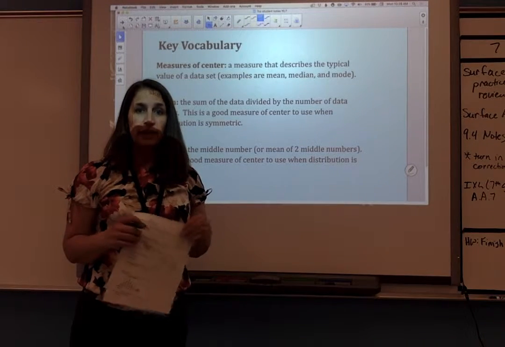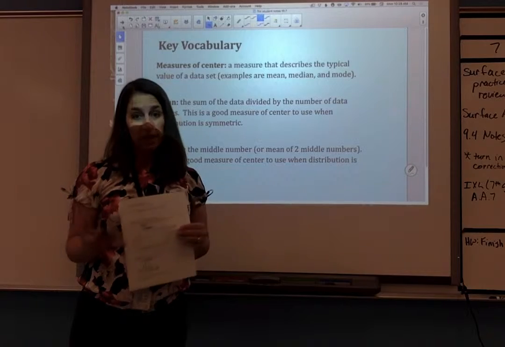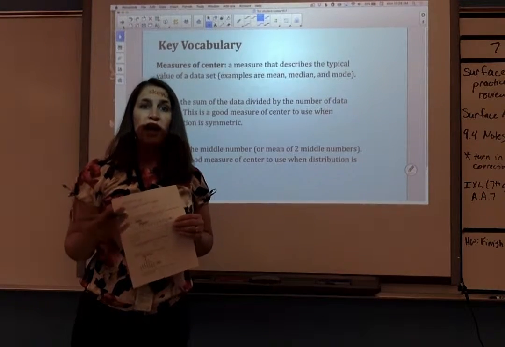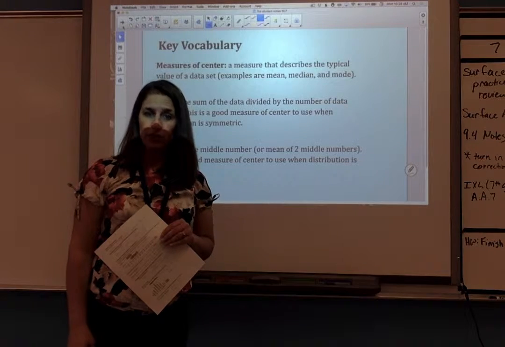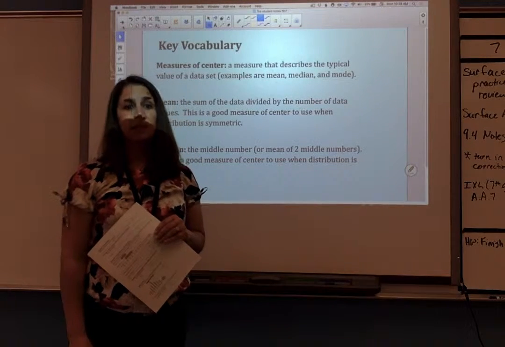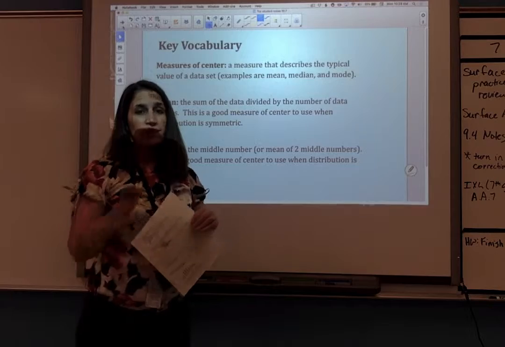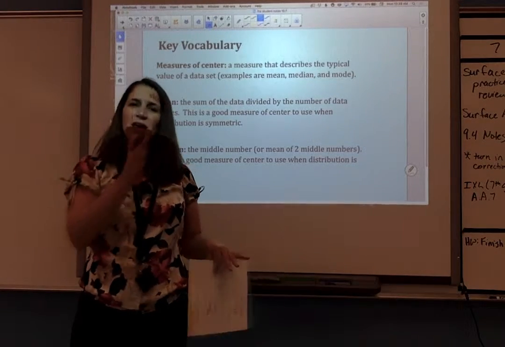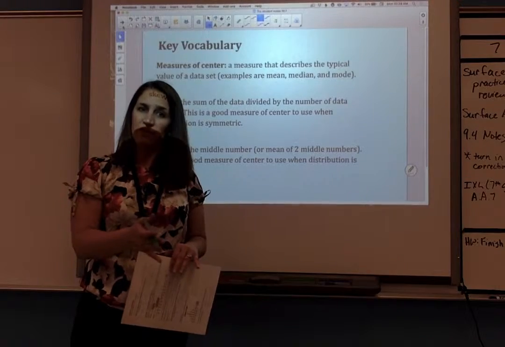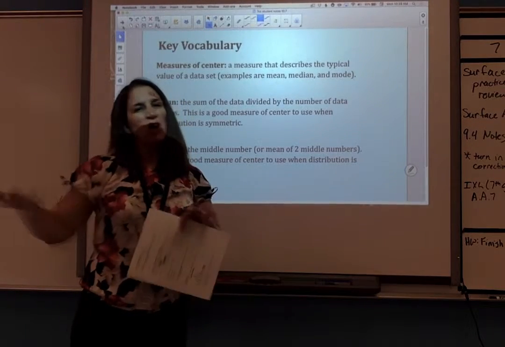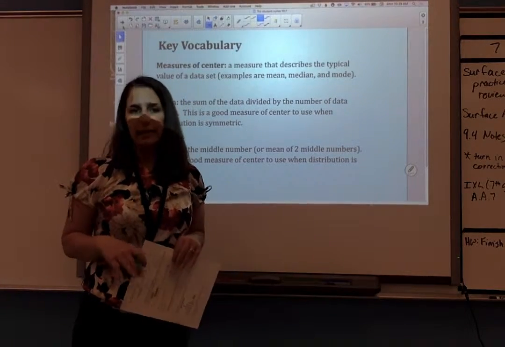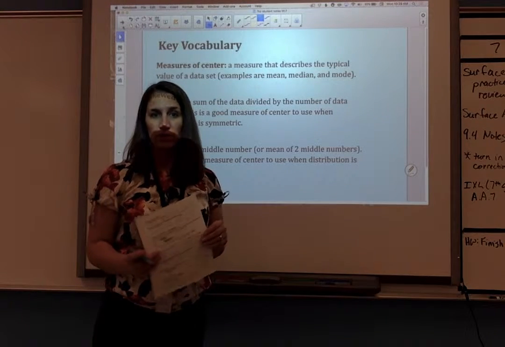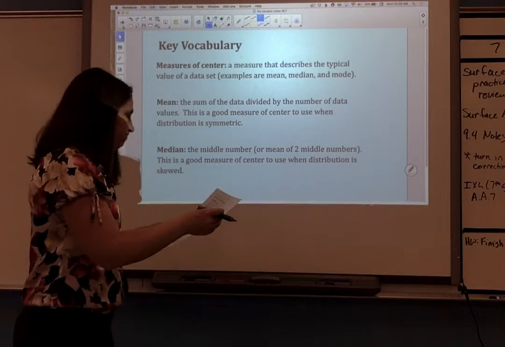The median is the middle number, or the mean of the two middle numbers if it's an even number of data points. And this is a good measure of center to use when the distribution is skewed. So in other words, if you have some data points that are way out in one direction or the other, and you just pick the middle data value, all of those outliers are less likely to impact your measure of center. So the median would be a better measure of center in that kind of situation.